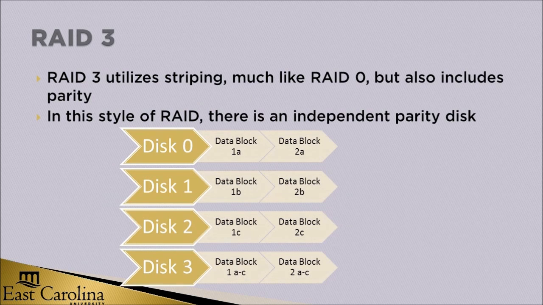RHEL 3 utilizes striping, much like RHEL 0, but includes a parity disk. This parity disk is useful for rebuilding the array should one of the striped disks fail.